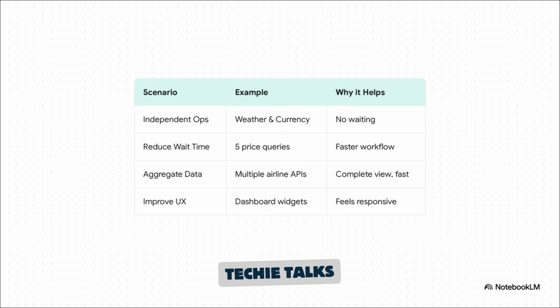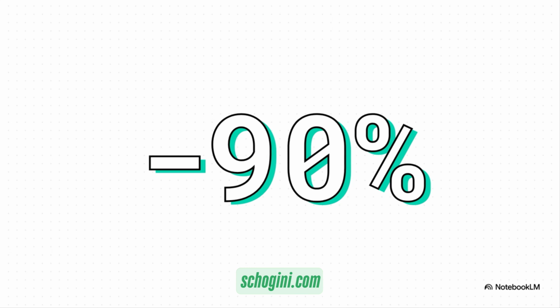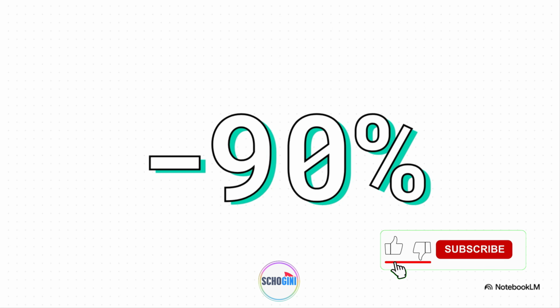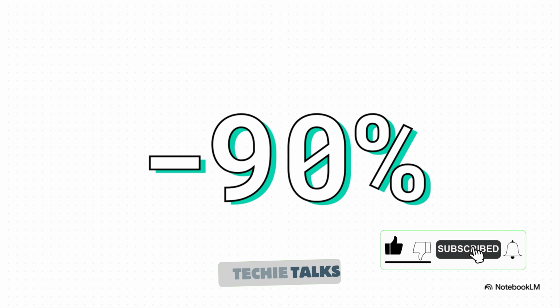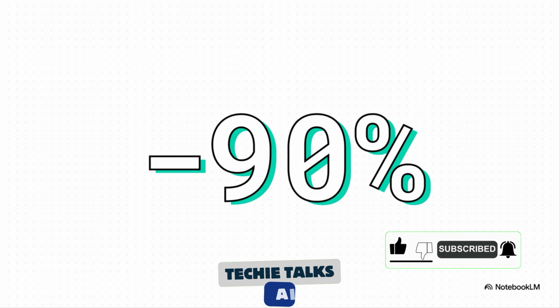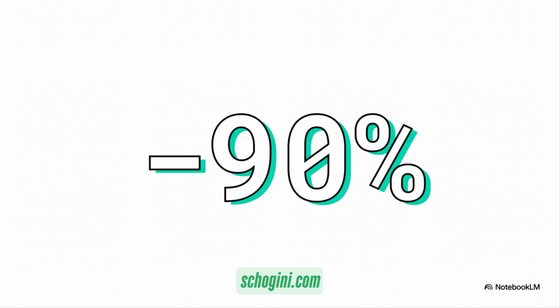Or think about a travel site. To give you all the options, it has to check with a ton of different airlines. By doing that all at once, you get a complete list in a fraction of the time. And the difference in speed here isn't just a little bit better. We're talking about a massive improvement. In a lot of cases, this can cut down the total wait time by something like 90%. It's a total game changer, turning tasks that used to take several long seconds into things that are over in the blink of an eye.